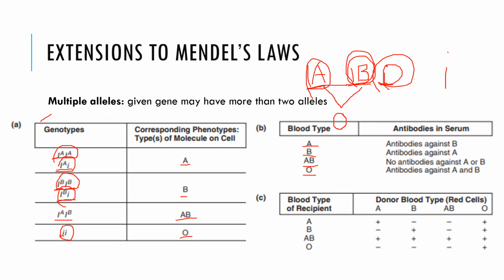With this background, you can understand how a type A and type B parent could produce a type O child. The parents must be this one and this one, heterozygotes. And the child receives an O allele from each parent.